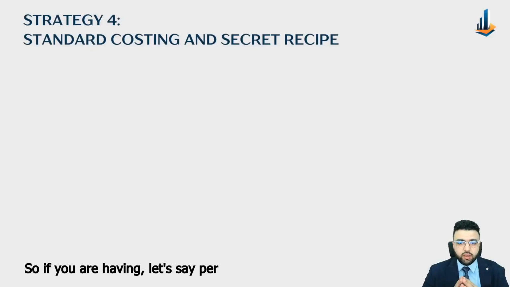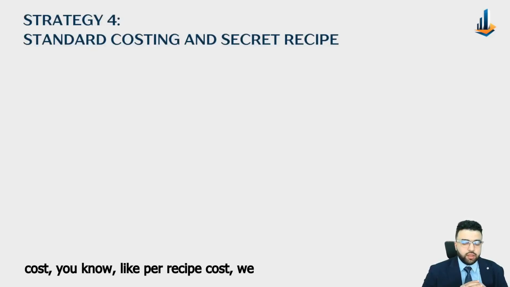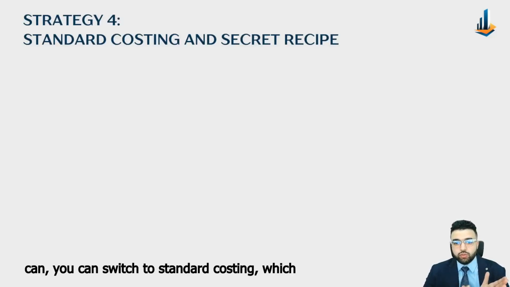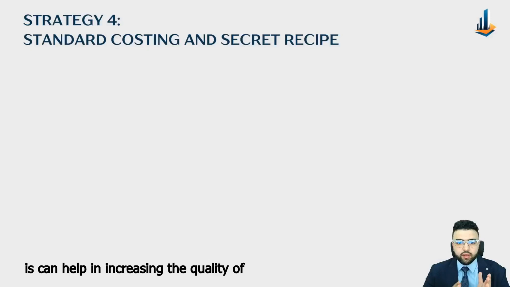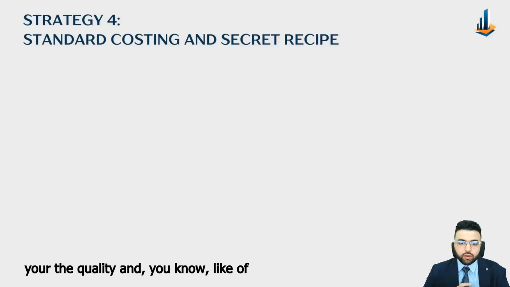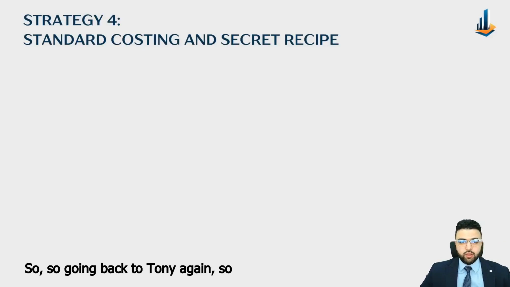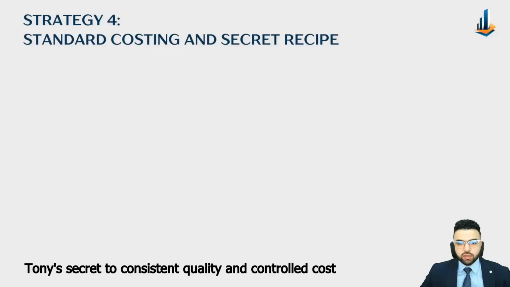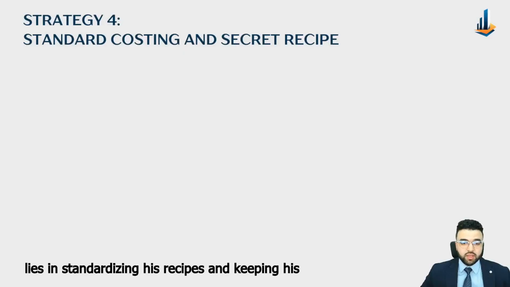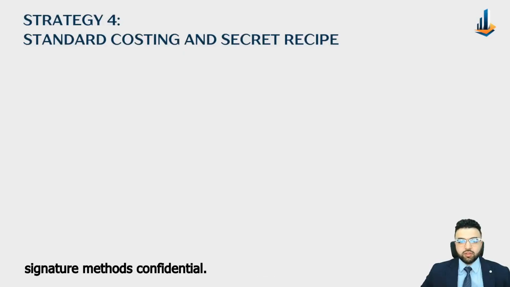having, let's say, per recipe cost, you can switch to standard costing, which can help in increasing the quality of your recipes and the quality of your meals as well. So going back to Tony again, Tony's secret to consistent quality and controlled cost lies in standardizing his recipes and keeping his signature methods confidential.